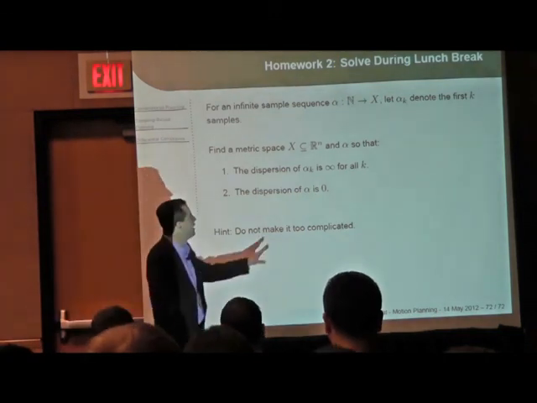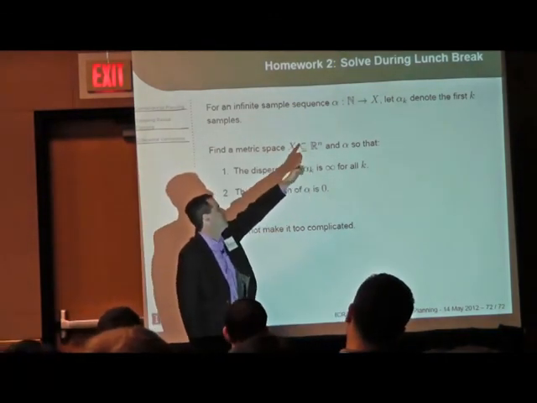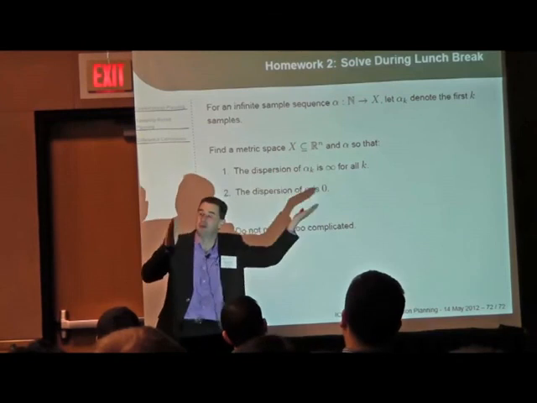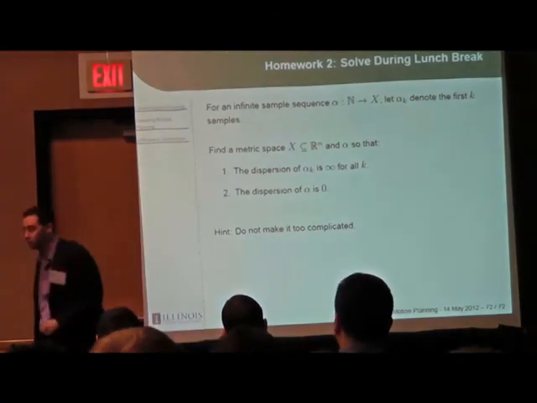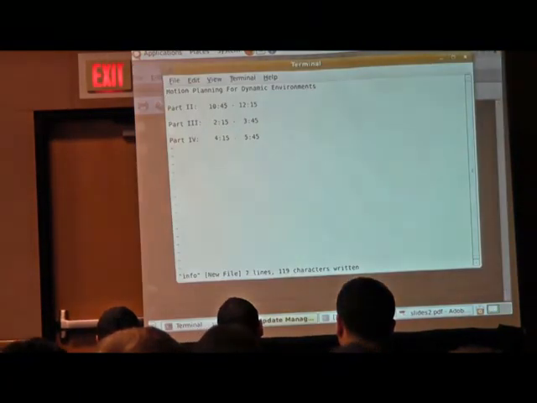Remember that alpha k, any finite initial subsequence of that, starting from 1, will have infinite dispersion. But when I use the whole thing, it goes to 0. That's it. So I'd like you to think about that, find a nice example of that.